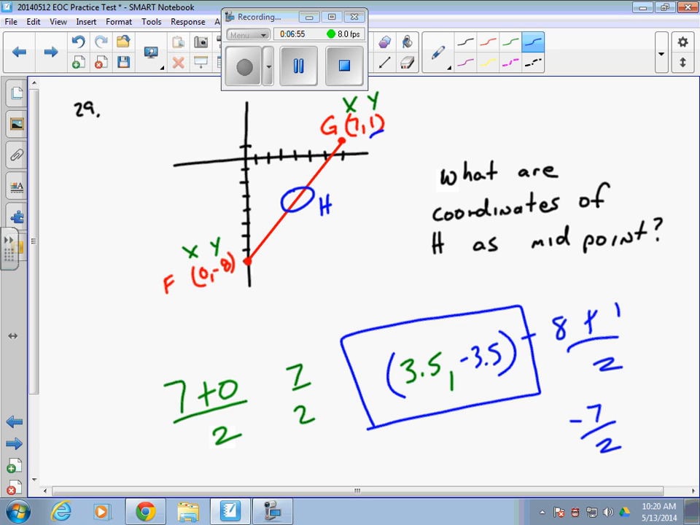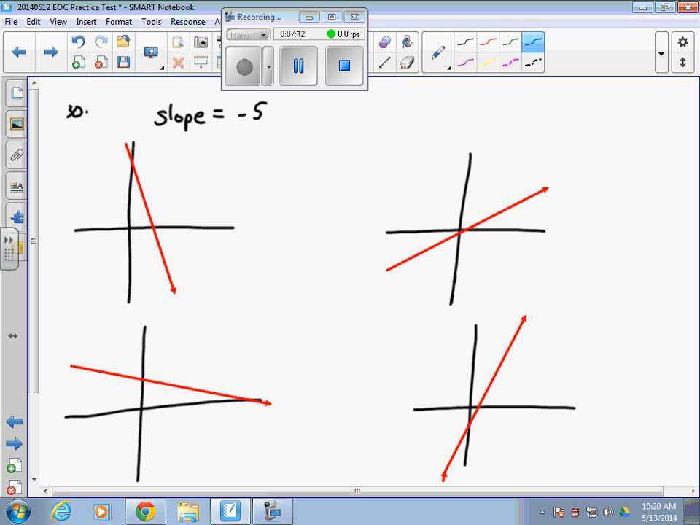Think of the midpoint as being in the middle, average them out. Just like if you were looking for the median of two things, if you were looking for the median between 10 and 16, you add 10 and 16 together, divide by 2. You're doing the same thing. You're just doing it with the X and the Y value.